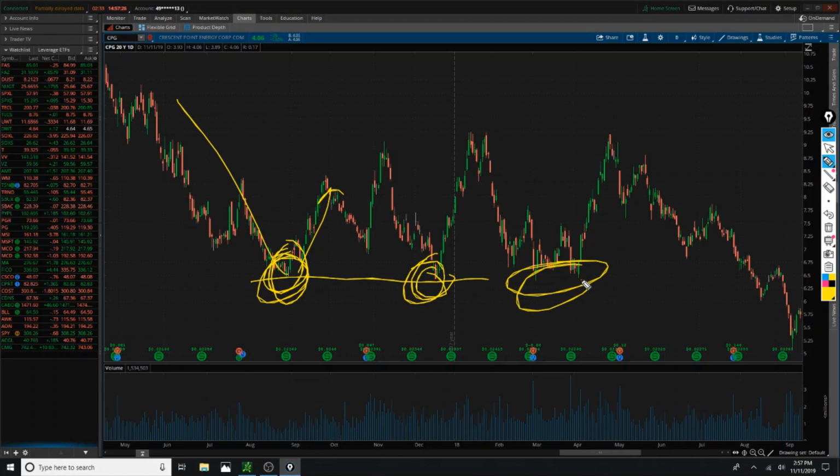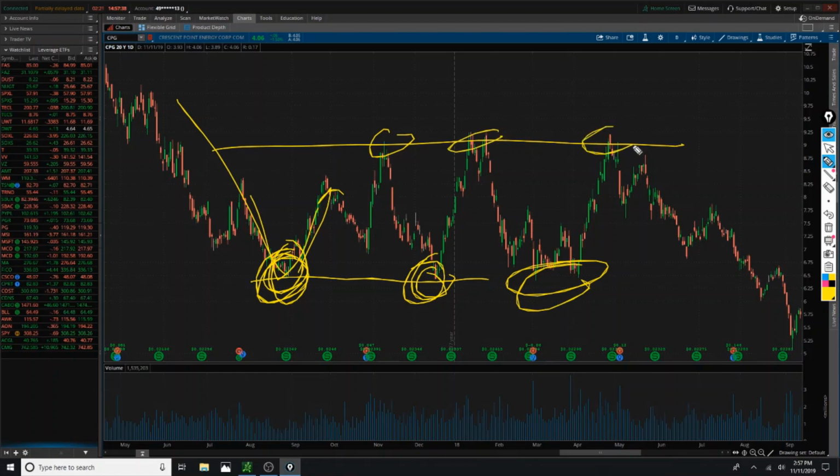All right, guys, this is a simple understanding of support and resistance. Support being where more demand comes in for the stock, aka bouncing, and resistance is where more supply comes into the stock, aka where it gets rejected. This is understanding simple support and resistance.